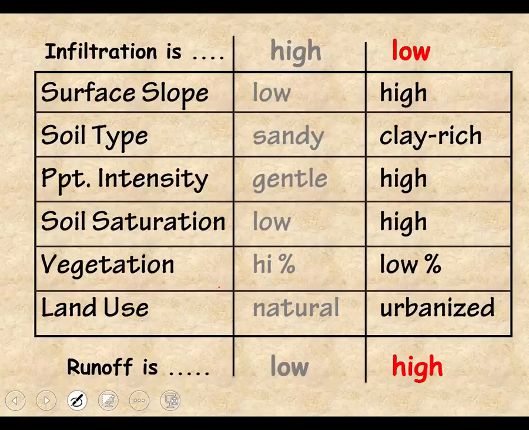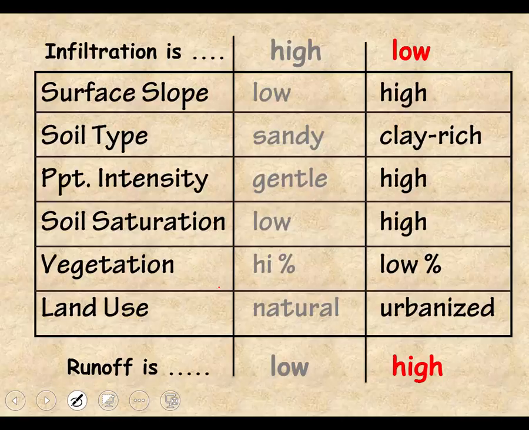Vegetation, we're going to remove the vegetation. That's a good way to decrease infiltration. We're going to maybe have the soil saturated, that happens in rains. High precipitation intensity, heavy rains. It's raining faster than it can soak in. Soil type, let's make it clay because that's going to be impermeable. And slope, let's make it steep. All the things increasing runoff and decreasing infiltration. So these are some of the variables that impact that initial split between going into the ground or running off to the river.